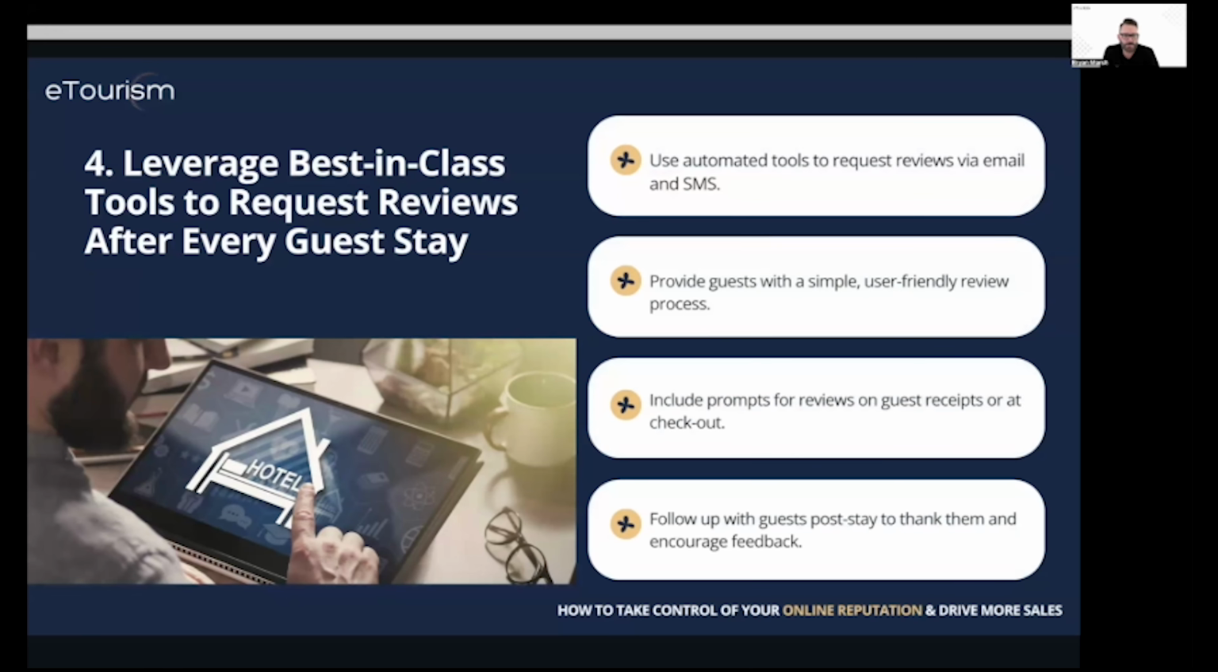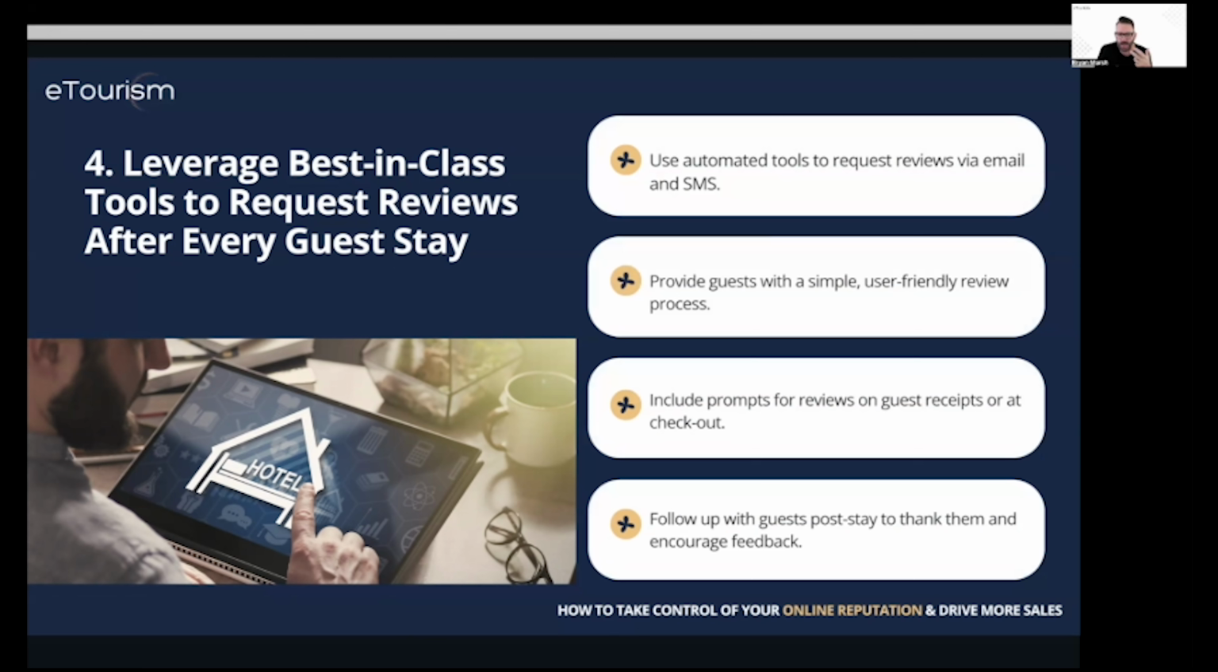Number four, leverage best-in-class tools to request reviews after guest stays. Now, I know a lot of you, your property management system will request these reviews. If not, we have systems. There are other systems out there that can do that. But use automated tools to request reviews via email and SMS.